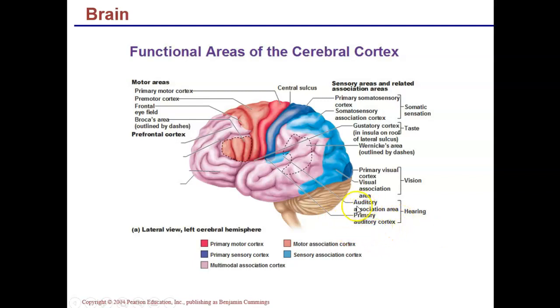Now the auditory association area is what gathers information from your brain to give meaning to what you're hearing. So this area has to do with giving you awareness of the sounds, and this area over here gathers information to give you meaning of what you're hearing, meaning of the words you're hearing and the sounds that you're hearing.